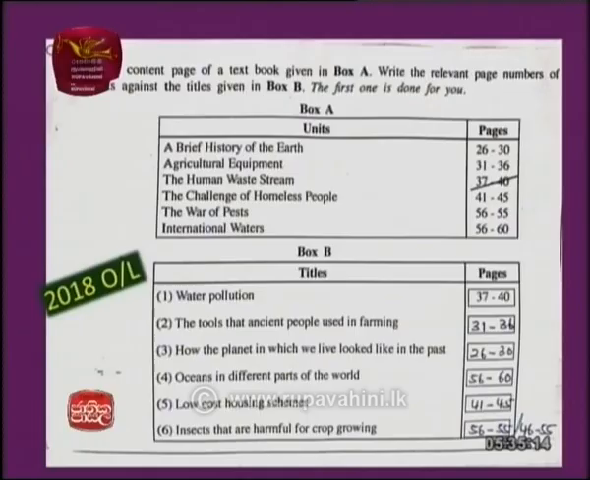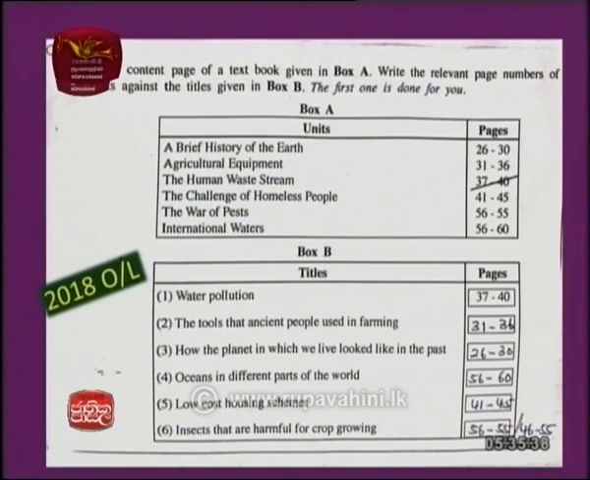First, Unit 1: A Brief History of the Earth, pages 26 to 30. Agricultural Equipment, pages 31 to 36. The Human Waste Stream, 37 to 40. The Challenge of Homeless People, 41 to 45. The War of Pests, 46 to 55. International Waters, 56 to 60. Right, these are the contents in that particular textbook.